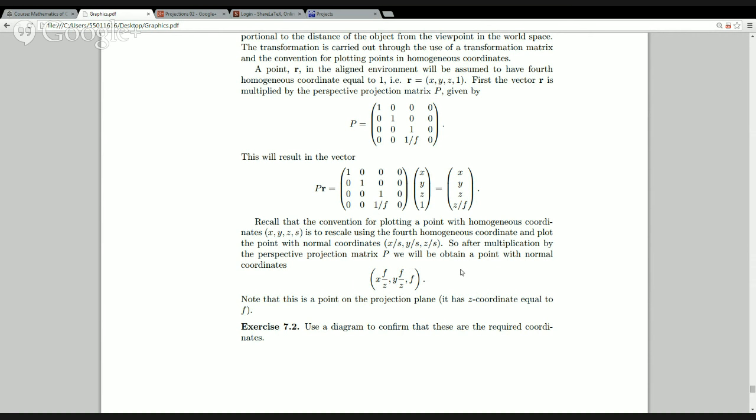So R prime has second coordinate y f over z, as required. Okay, so it's just a bit of simple straight line geometry there to confirm the claim in the notes. Now that's a side view of the situation, so we're not seeing anything going on in the x-coordinate because we can't see it on that diagram.